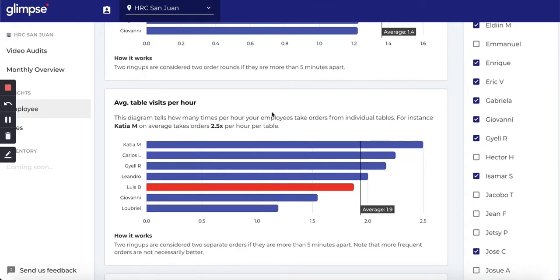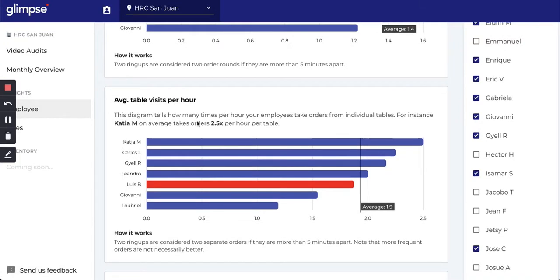In correlation with that, in this diagram we can really see how many times per hour your employee actually took orders from the table or eventually visited that table or visited that customer. In this case, it is very important to have this insight simply because in many instances, our industry is about understanding the guest needs and proactively suggesting additional product or additional drinks, additional food without the customer having to ask for them. So we can see here that Katya, for instance, is more frequently visiting her tables, on average about 2.5 times per hour.